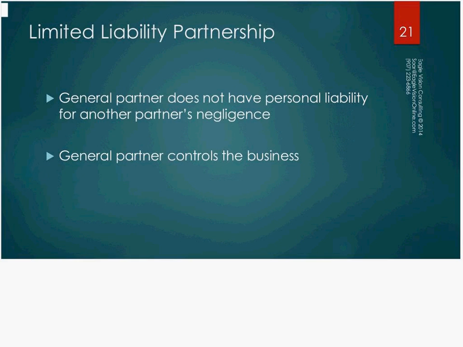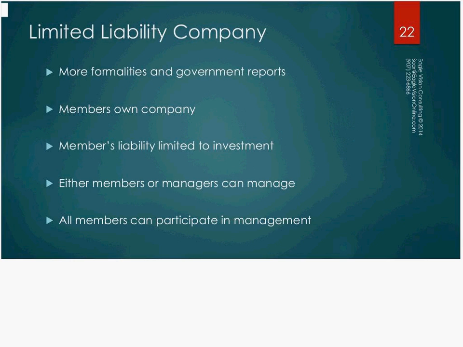In limited liability partnerships, a general partner does not have personal liability for another person's negligence. The partner controls the business. So in this case, if your partner does something goofy or dumb, they personally will have to take care of that. And if there's a lawsuit, they're going to get sued, and that's the thing. Okay, so that's that on the limited liability partnership.